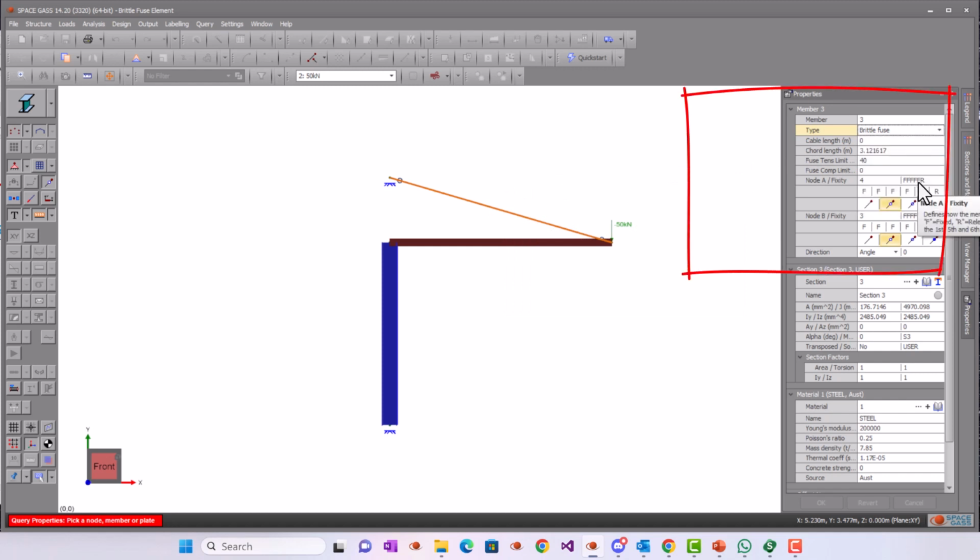Two crucial attributes of a brittle fuse element are the fuse tension limit and fuse compression limit, which, if exceeded, cause the member to rupture axially in a brittle manner. Note that a fuse force limit of 0 is treated as though it was infinite. In other words, with an unlimited axial capacity in that direction.